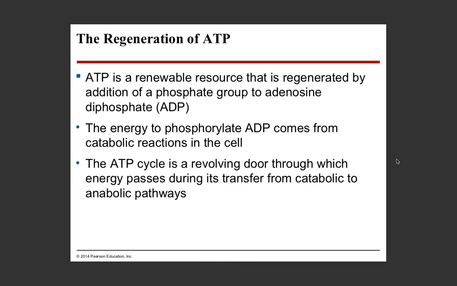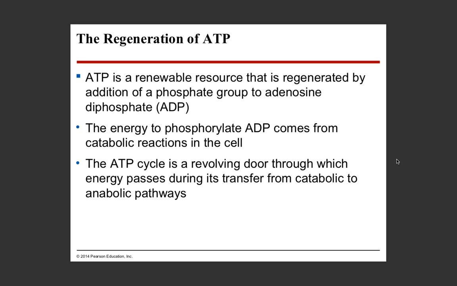So luckily for us, ATP is a renewable source, right? It's not like our fossil fuels that once they're gone, we're completely screwed, right? So ATP is renewable because if you have ADP, which is the product of all these reactions, you just put another phosphate on it and suddenly you have 3 again. It's called ATP and it's ready to go.